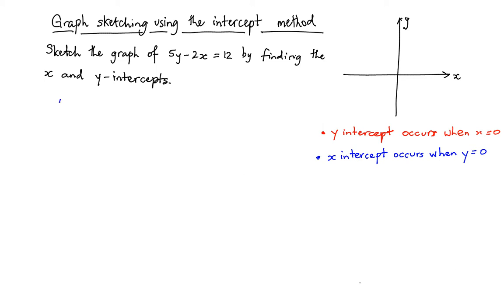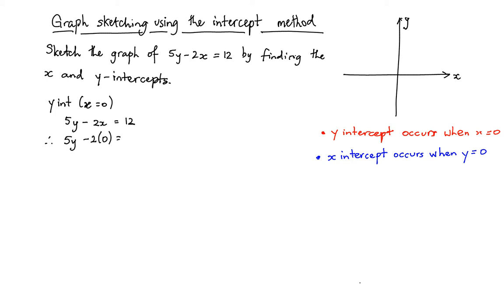So the first thing we're going to do is find the y-intercept. So I'll just remove that. Our y-intercept occurs when x equals 0. So we're going to take our equation, which is 5y minus 2x equals 12, and replace the value of x with 0, and we'll see where the y-intercept occurs.